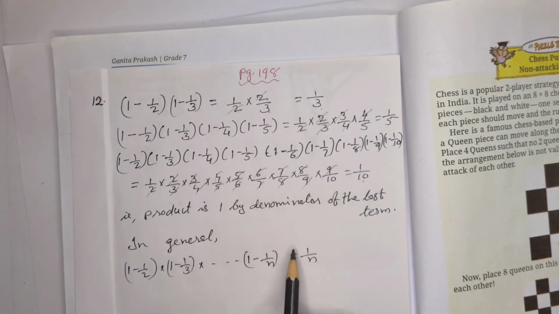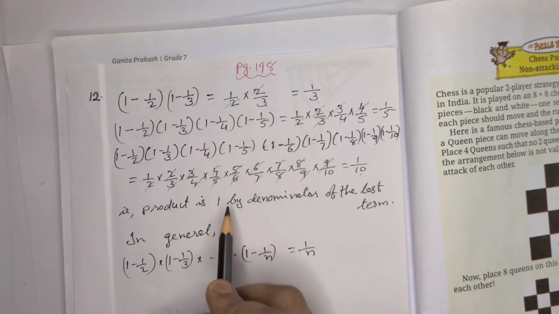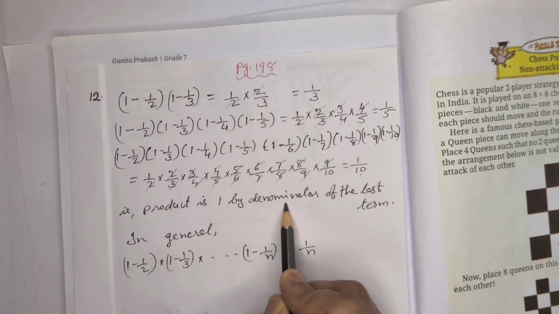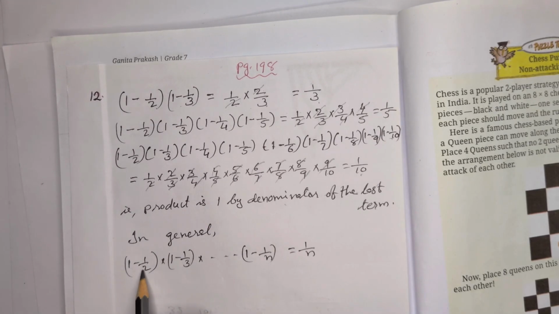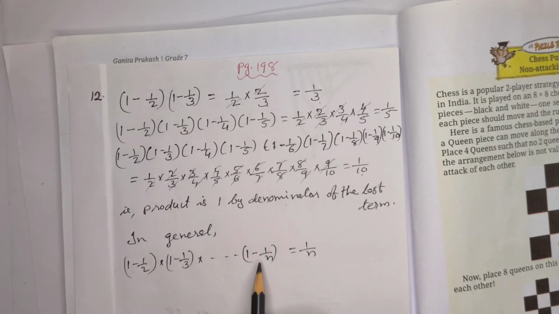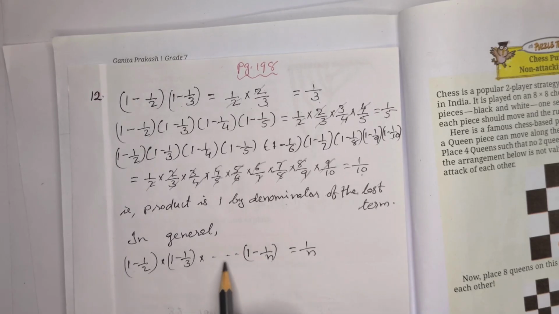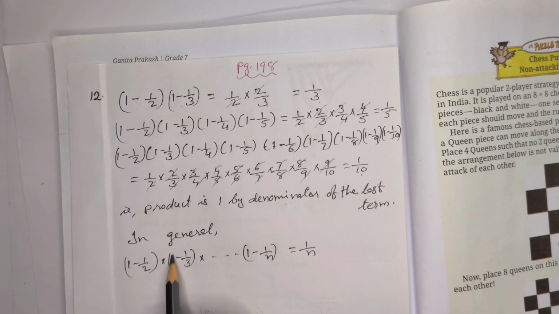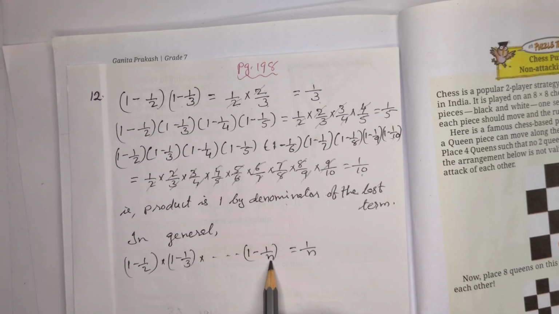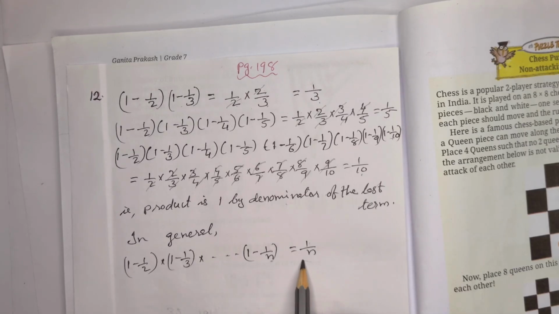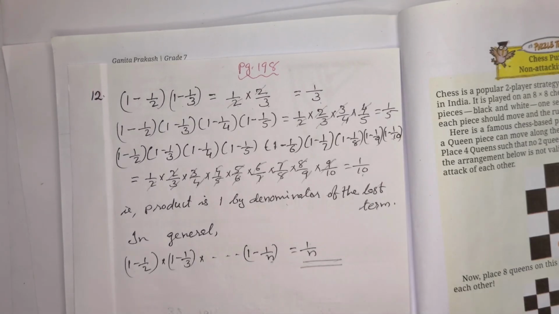So if we are continuing like the same way, the product is 1 in the numerator and denominator of the last term. So in general we can write the series, it's going on like the same way. It's 1 minus 1 by 2 into 1 minus 1 by 3 into etc. 1 minus 1 by n, which is equal to 1 by the last denominator n. So 1 by n.